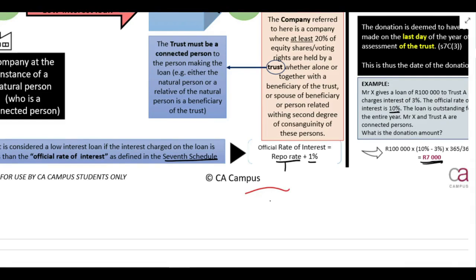So in an exam, they will either give you the official rate of interest, or they will tell you, for example, let's say the repo rate is 7%, then you need to know you have to add 1% so that the official rate of interest is 8%.